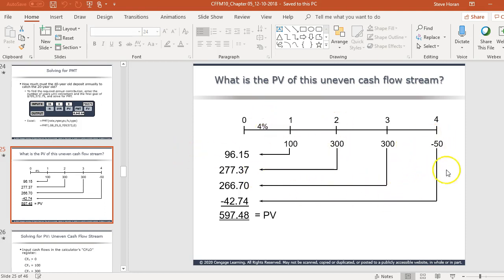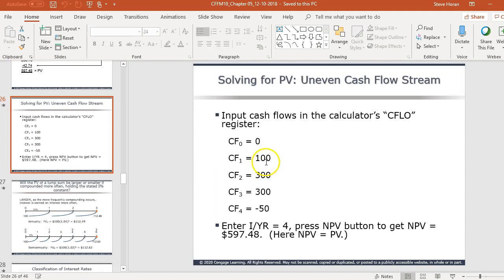Keeping in mind this last one happens to be negative, so you've got to watch the signs on that. Add those all up, and the present value of that is $597.48. So they're just a bit more complicated because with an annuity, with the dollar amounts always being the same, that's an easier calculation than these, which is a series of individual calculations that you have to add up. So that just kind of walks us through the process of how to do that.